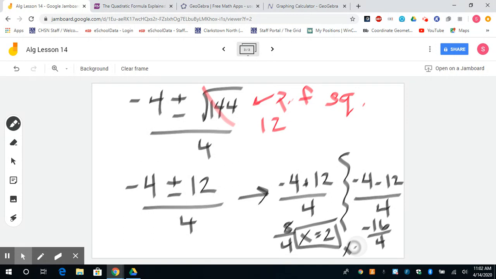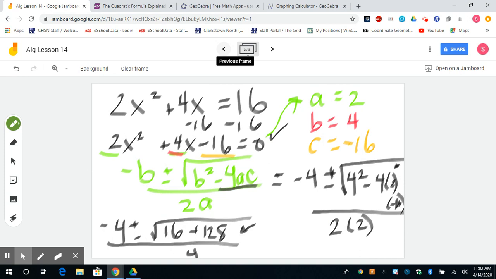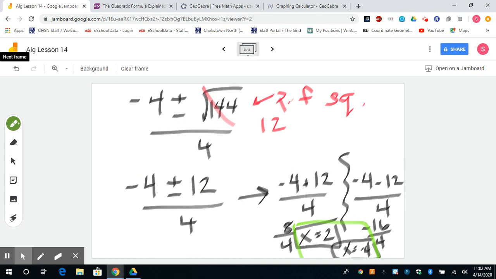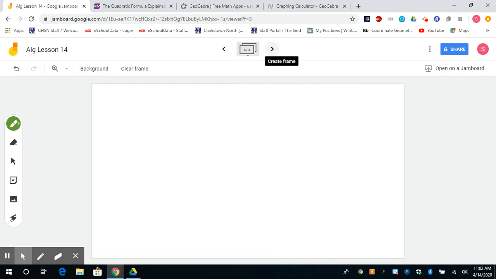And x will then equal negative 4. Okay, so here are our two solutions for this answer. Again, how could you check your answer? You plug it back into the original. You have x equals 2 and x equals negative 4. You plug it back into here. If the left side equals 16, then you know you did it right. You can always do that with your work.